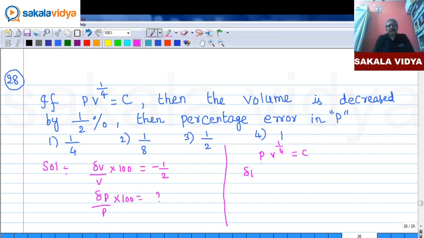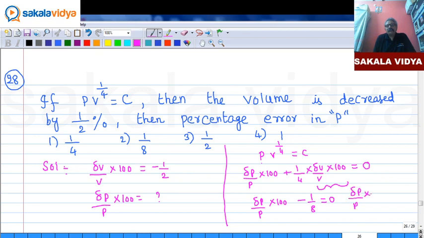You can write delta P by P into 100, multiplication means plus, so the dimension is plus 1 by 4 into delta V by V into 100 equals, the constant will not change, so 0. Already this is given as minus 1 by 2. So delta P by P into 100 plus 1 by 4 into minus 1 by 2, minus 1 by 8, equals 0. Delta P by P into 100 is equal to 1 by 8.